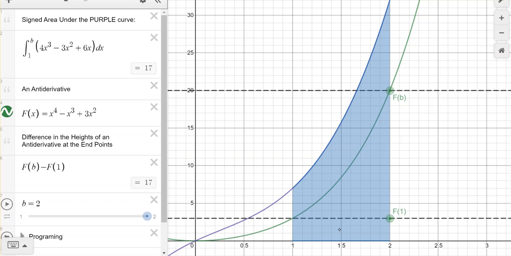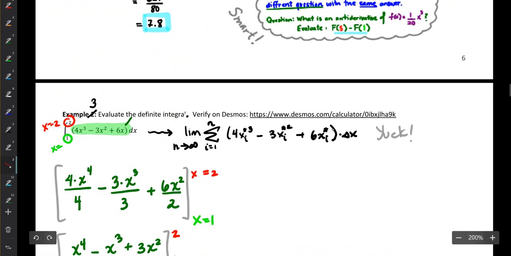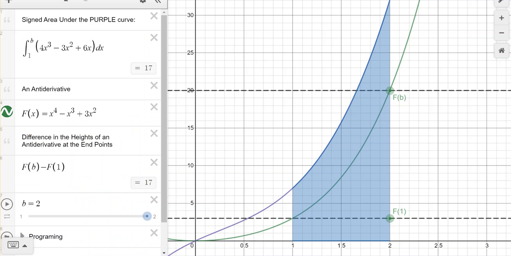And finding that area is really intense, right? This is what that takes. Heights of rectangles times bases of rectangles, add up a finite number of rectangles, and then take the limit as the number of rectangles goes to infinity. That's yucky. But because we can come up with an antiderivative for this function, let's see that on Desmos. Here, big capital F, that's the antiderivative that we found.